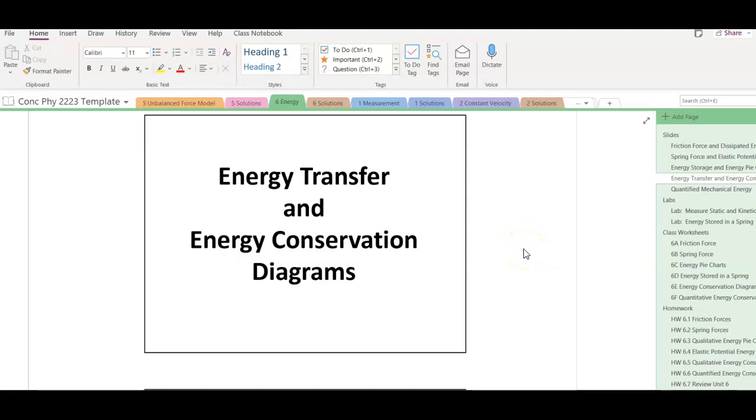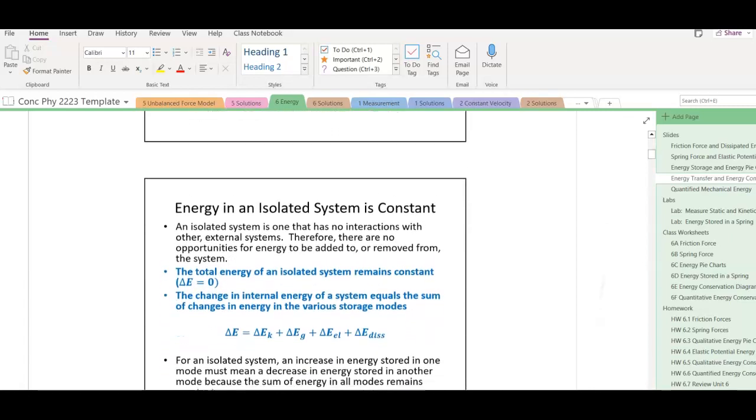This webcast discusses situations where energy gets transferred either into or out of a physical system. And we're also talking about a new visual tool called an energy conservation diagram.